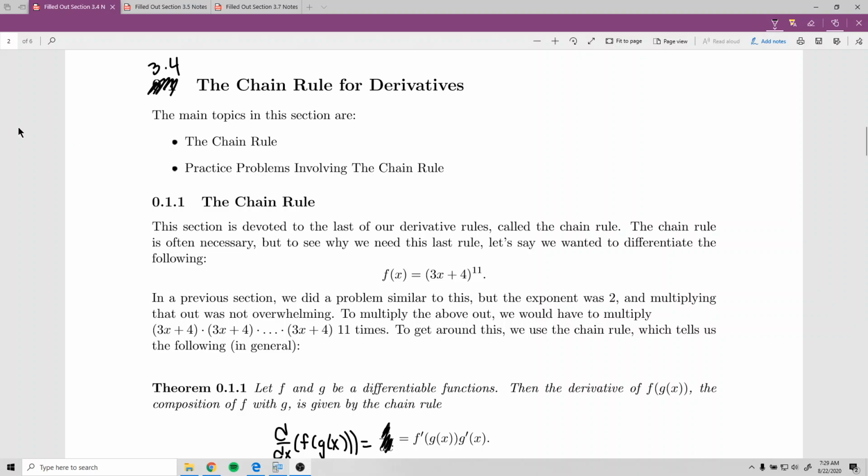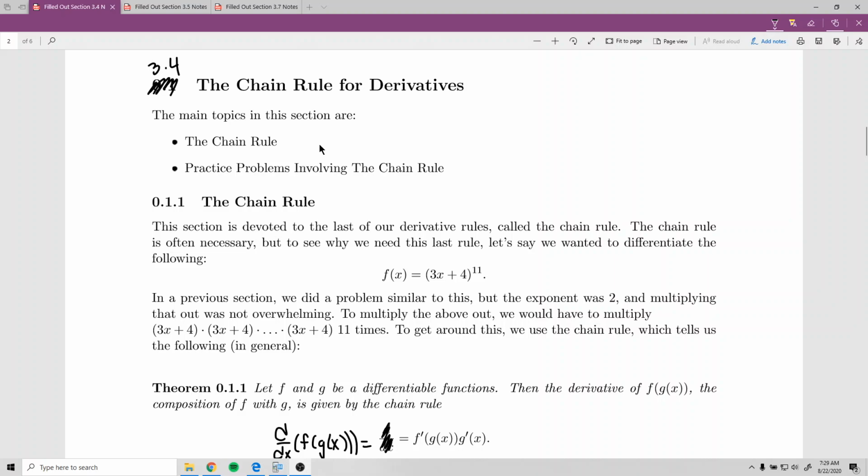This video will be on section 3.4, the chain rule for derivatives. And the topics in this section, we'll just learn the chain rule. This is the last derivative rule we will learn, but very frequently it is the most challenging.